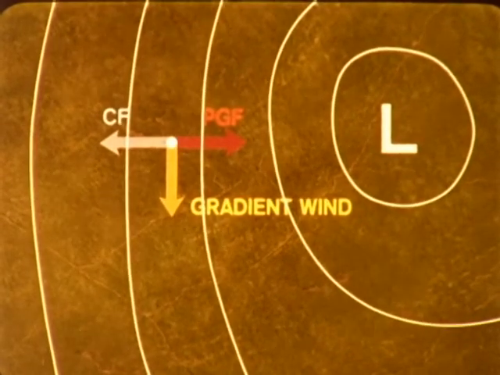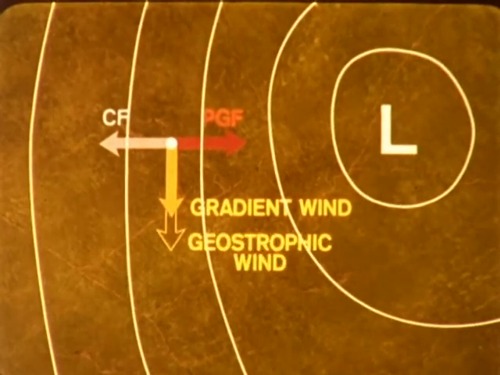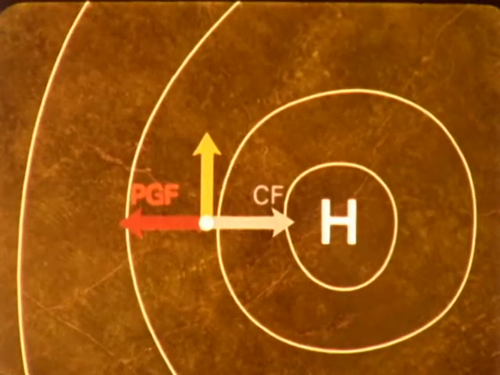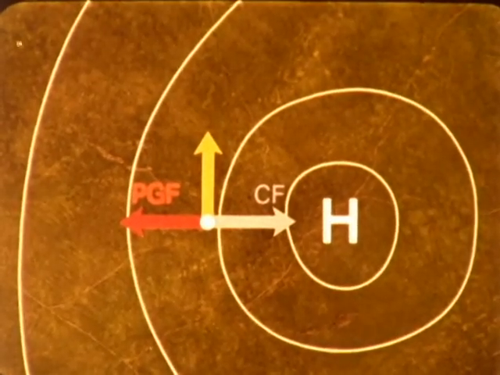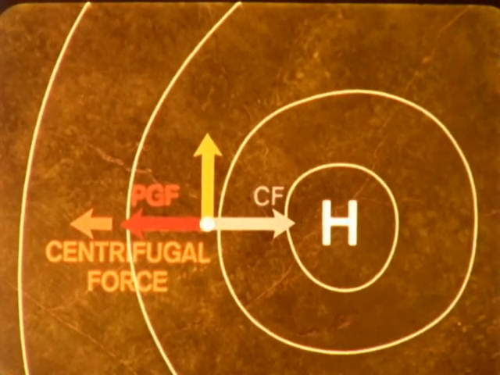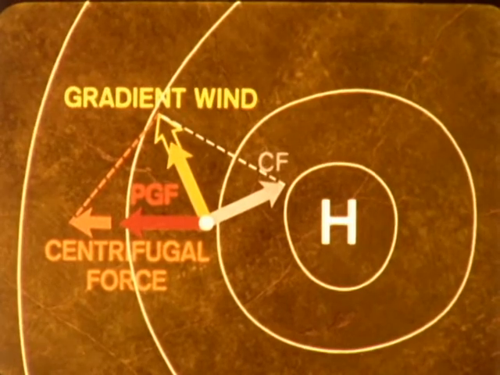Because of centrifugal force, the gradient wind around the low is lighter than the same geostrophic wind with the same contour separation. While intense highs are less common than deep lows, around a high, the pressure gradient and centrifugal force act together, so the gradient wind is stronger.